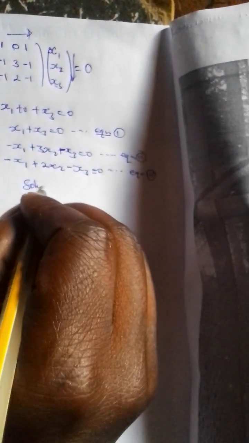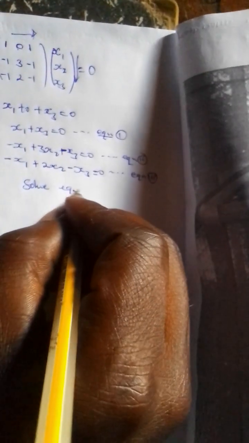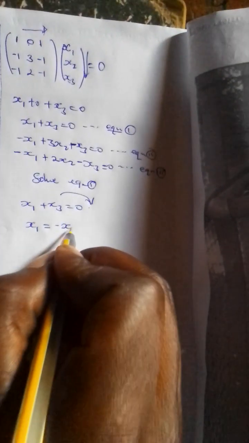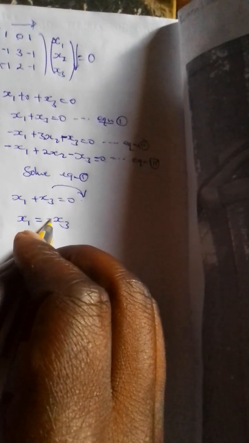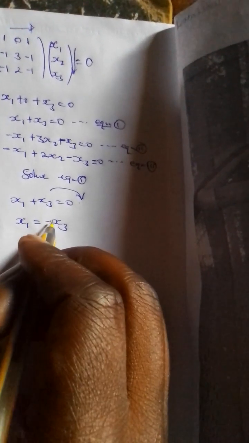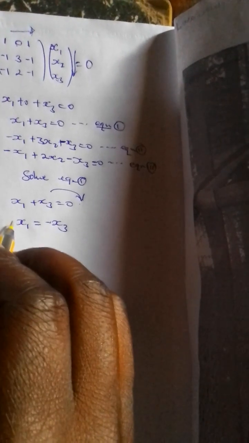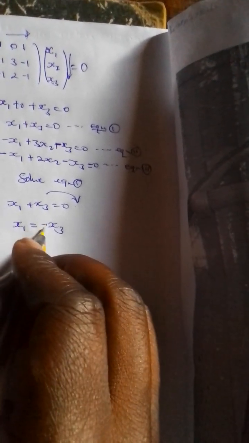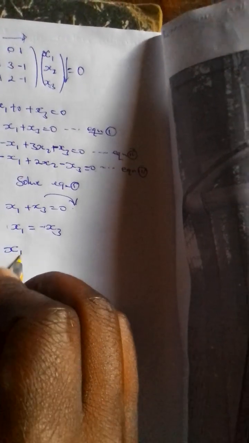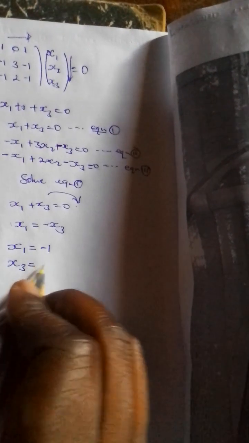Then from here we shall have to solve equation 1. How do we solve it? We shall have x1 plus x3 equal to 0. We shall bring this one this side, getting x1 equaling to negative x3. So here there is a coefficient of 1, here there is the coefficient of 1. This is negative 1, this is 1. So we shall have to get x1 equaling to negative 1. Then x3 is equal to 1.